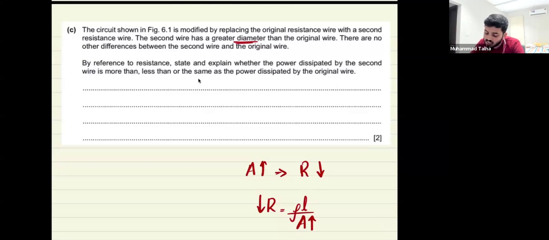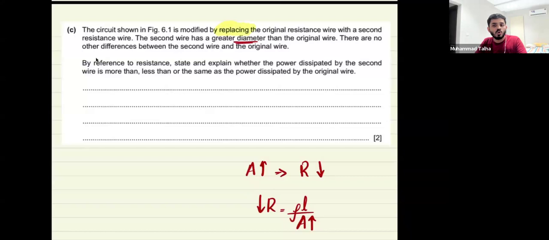By reference to resistance, state and explain whether the power dissipated by the second wire is more than, less than, or the same as the power dissipated by the original wire. Aisha, I think that you did not read this question properly. He is not connecting this new wire in series or in parallel to the original wire. He's taking out the old one and putting in the new one. All right, it's a simple case of replacing them.